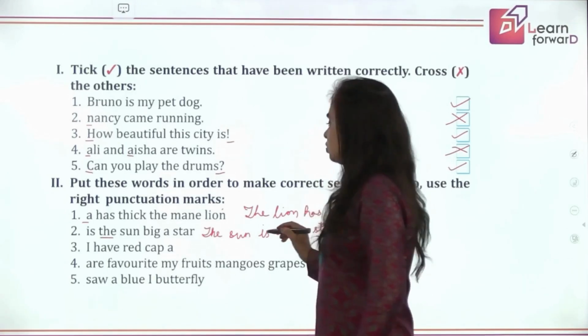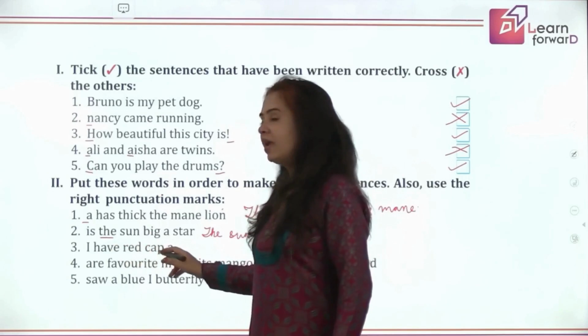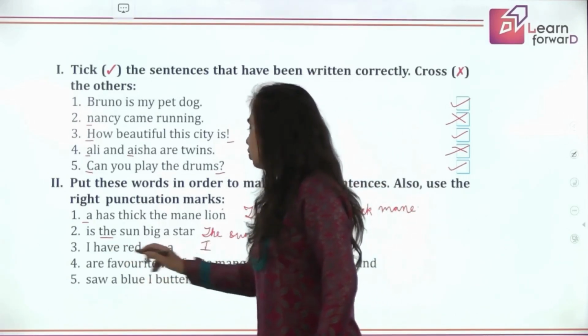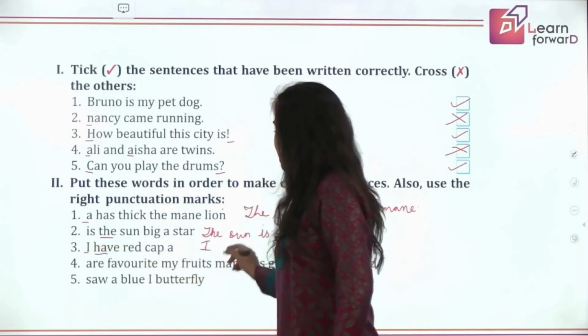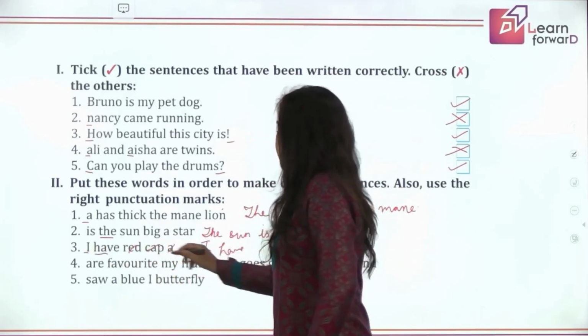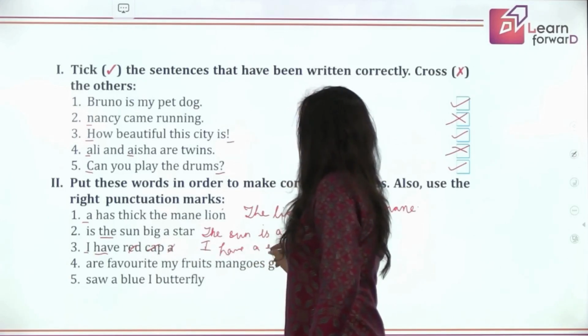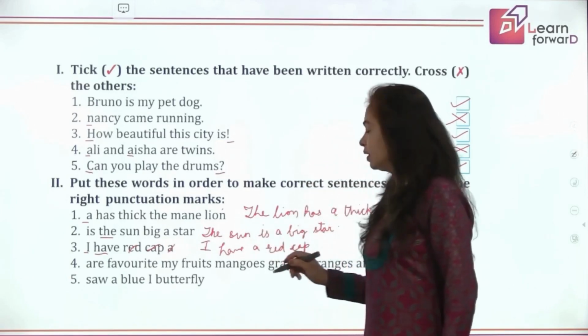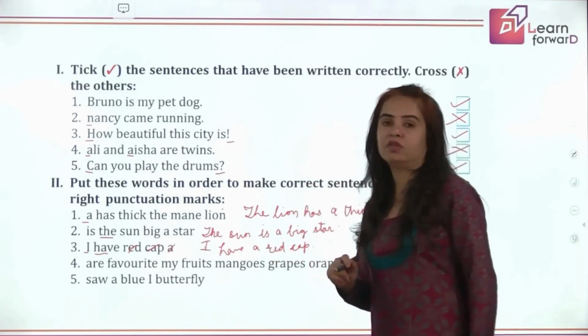Others can also try. I have red cap. Yes, I am talking about myself. I have a red cap. So we are crossing the words to make sure that we are using each word correctly, and we'll end it with a full stop.